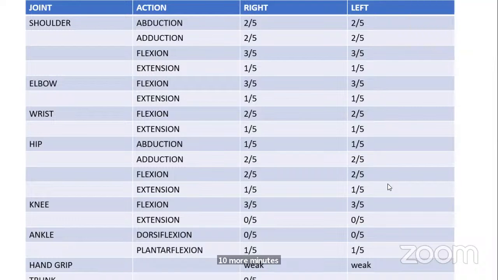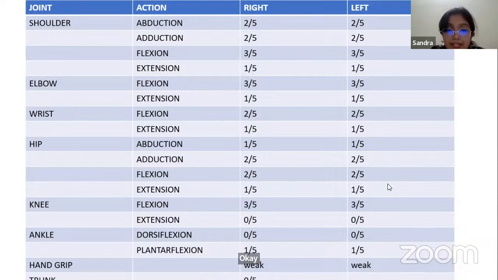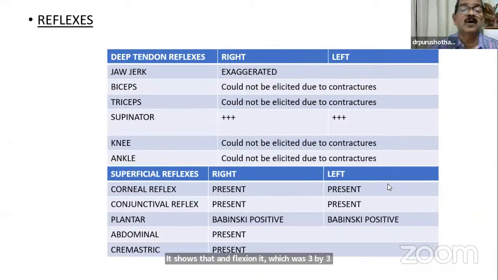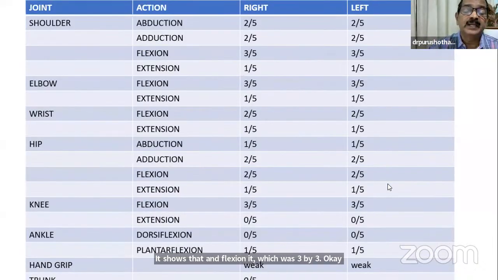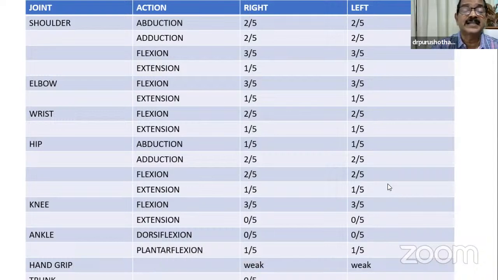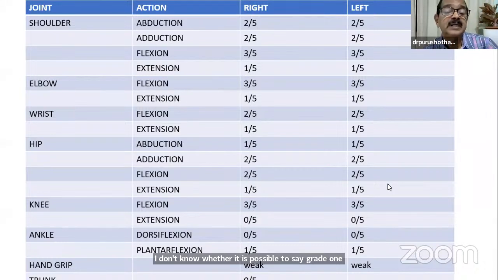The power of all muscles was less than 2/5, except for flexion at shoulder and flexion at elbow, which was 3/5. I'm not concerned about this power part. Whether you can test and grade the power like any other muscle assessment in the presence of a contracture of this extent. I don't know whether it is possible to say grade 1 like that in the context of this much contracture. Mohandas, what do you think?